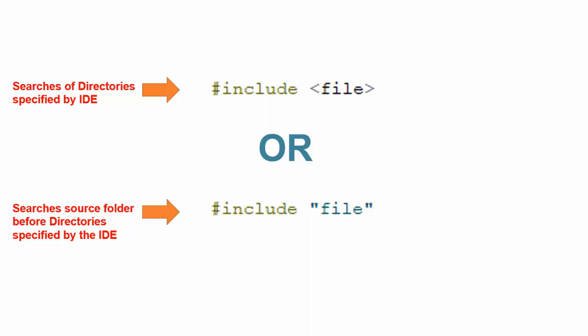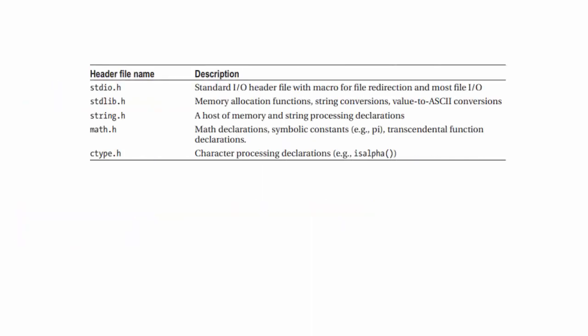However, if no such file can be found in any of the directories, it will raise a fatal error and stop the compilation. These are some standard C files used in the C language.